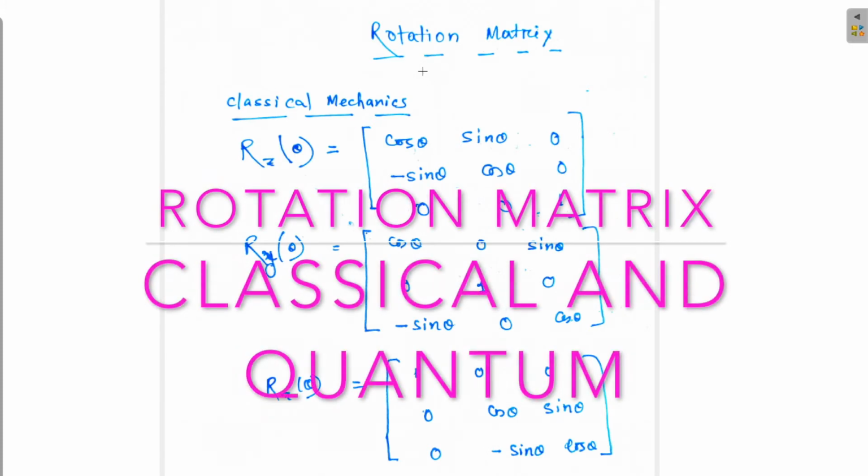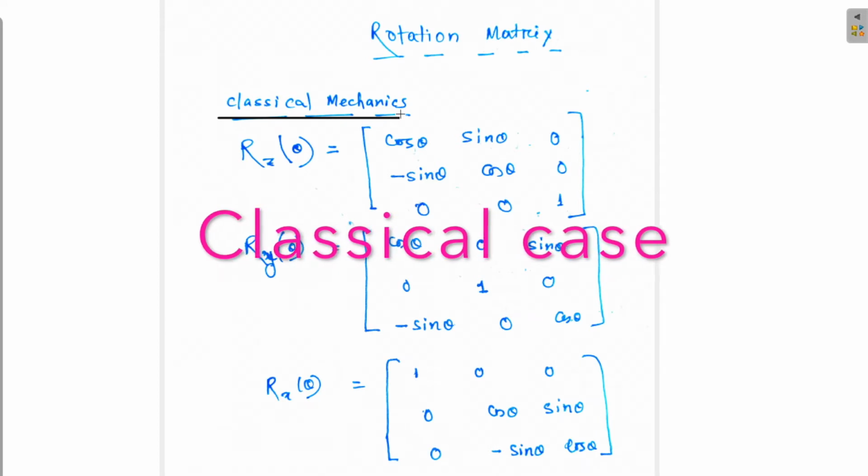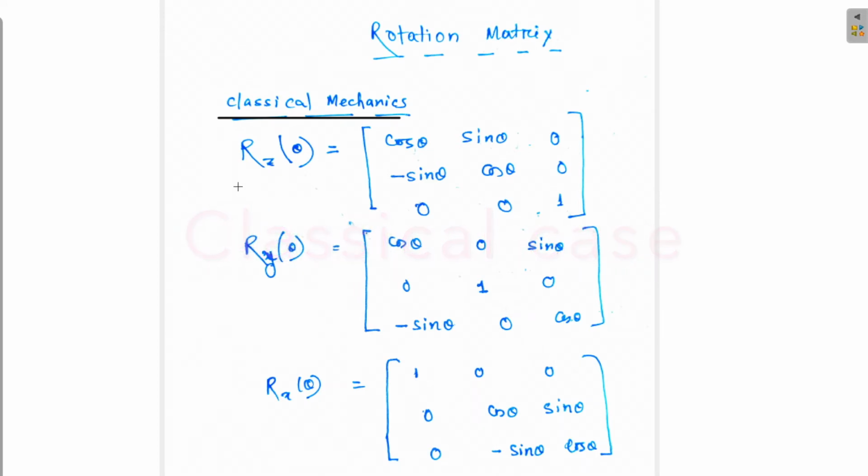Hello friends, today I'm going to discuss the rotation matrix. So let's first discuss the classical mechanics case. If a system is rotated about the z-axis with an angle theta, then the rotation matrix about the z-axis can be written like this: cos theta, sin theta, 0; minus sin theta, cos theta, 0; 0, 0, 1. So this is the rotation matrix about the z-axis.